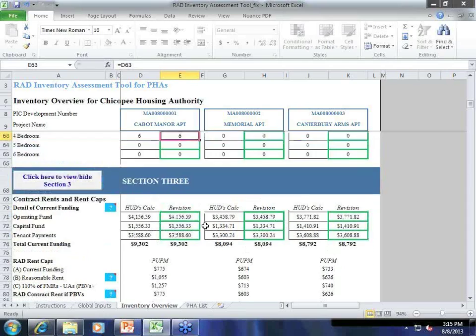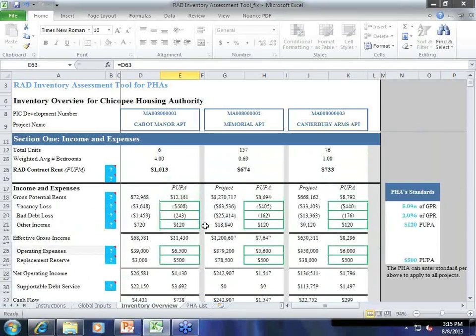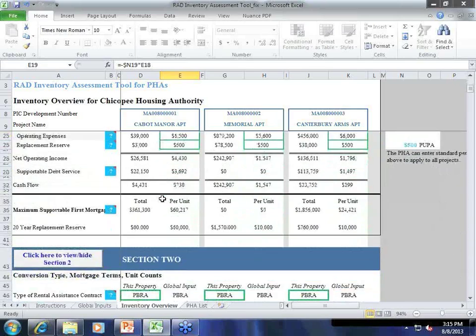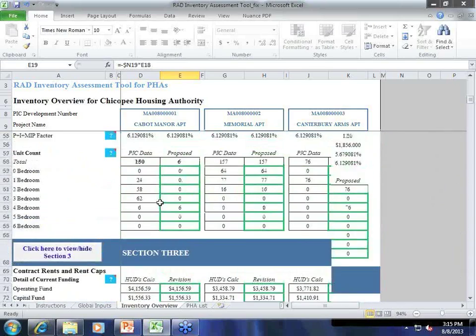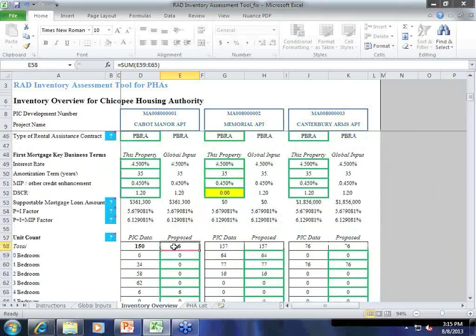Let's scroll to the top of this and just think through how this would work. So Cabot Manor, actually let's change the units back to Cabot Manor to 150. So if you scroll down to, in that section, enter in the green cells, enter in 2050.